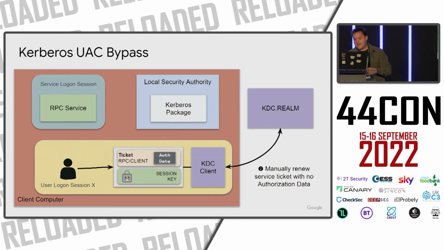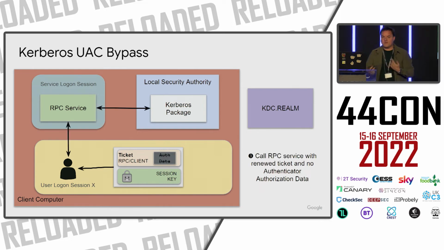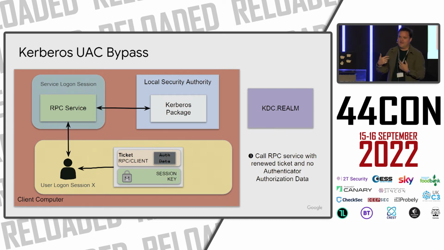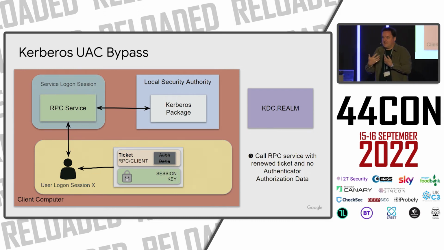So in this particular case, we can just renew that ticket, tell it to not specify any authorization data, and then we can just log on to, say, the service control manager on the local system and say, hey, can I just not be a restricted admin? Sure. I can now create services or whatever I need to do.